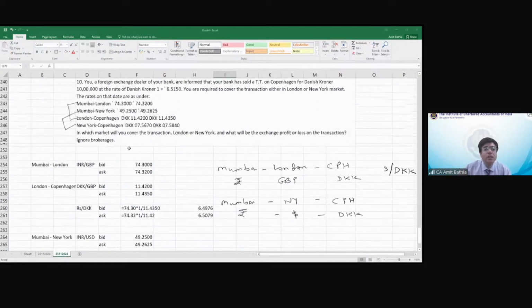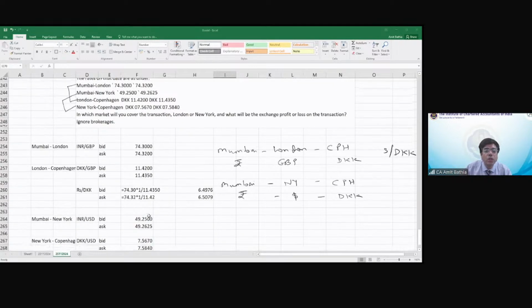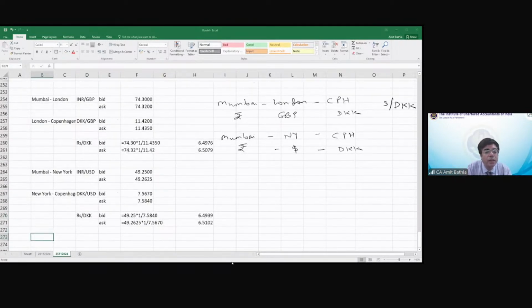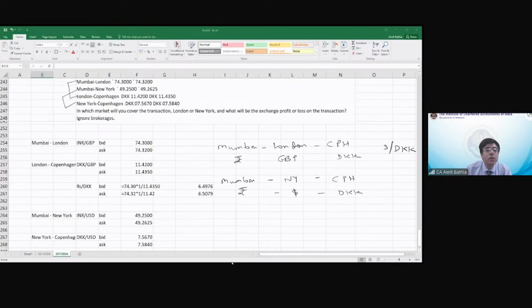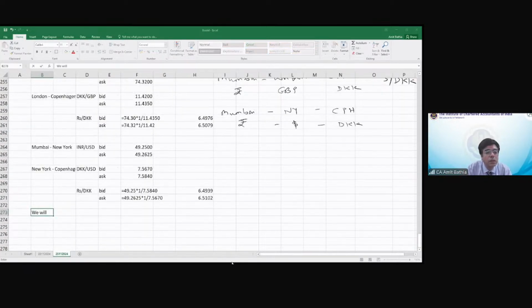What have we asked? In which market will you cover the transaction, London or New York? So my answer should be, I'll cover in which bank or in which market? New York. So we will cover the transaction in New York market at what rate? At rupees to DKK rate of, it is bid rate. Am I right? I am writing this more specifically so that there is no confusion for you when you are referring it back. Okay. All right.